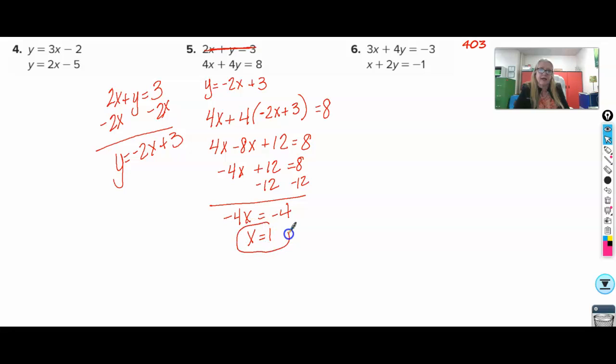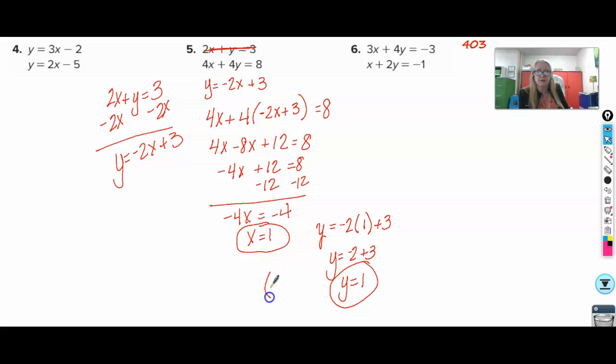So I have my x now, I need my y. Well, I'm going to use the equation I created because it's simpler than this other one. Substituting 1 for x in this equation, I would have y equals negative 2 times 1 plus 3. So I have y equals negative 2 plus 3. So y is also 1. So the point that solves this system of equations is the point (1, 1).